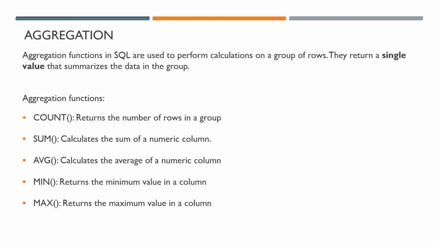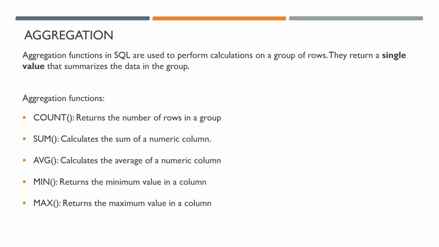So let's look at what aggregation is basically. Aggregation functions in SQL are used to perform calculations on a group of rows. They return a single value that summarizes the data in the group. Some examples, like I said, are count, which returns the number of rows in a group; sum, which calculates the sum of a numeric column; average, which calculates the average of a numeric column; then min to return the minimum value of a column, and max to return the maximum value of a column. These are just a few aggregation functions that you can use in SQL.